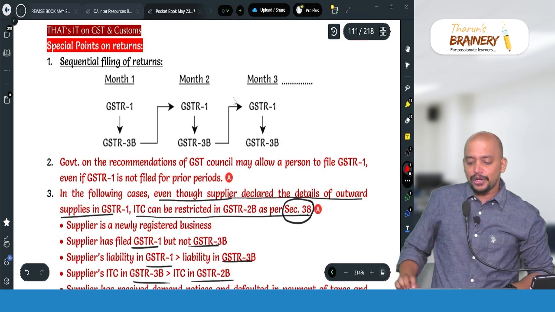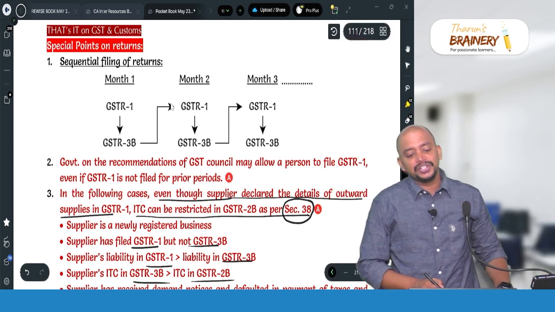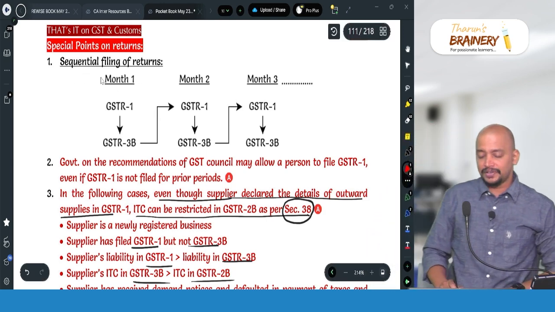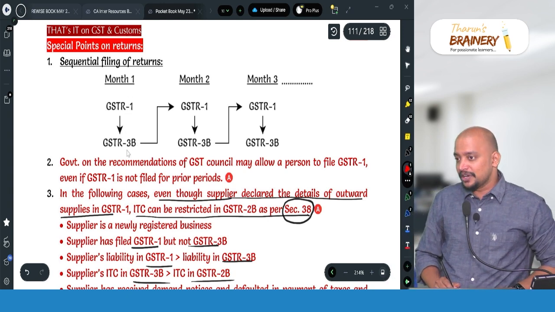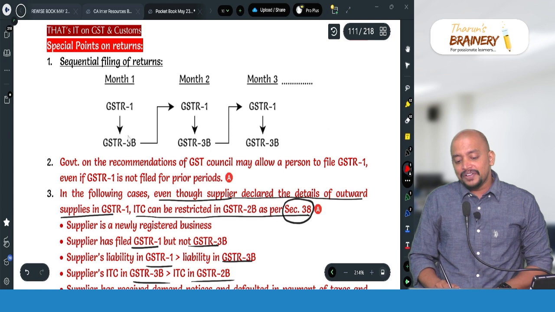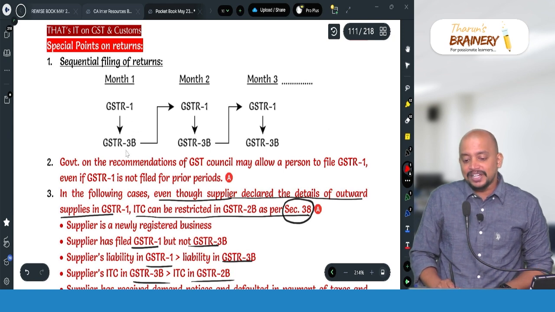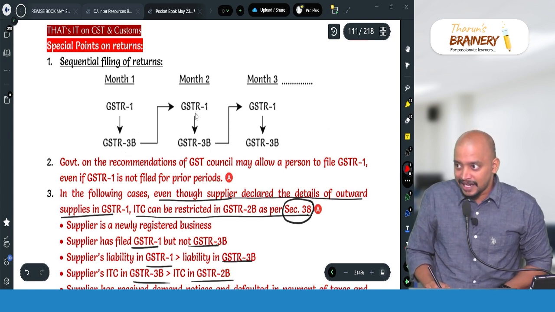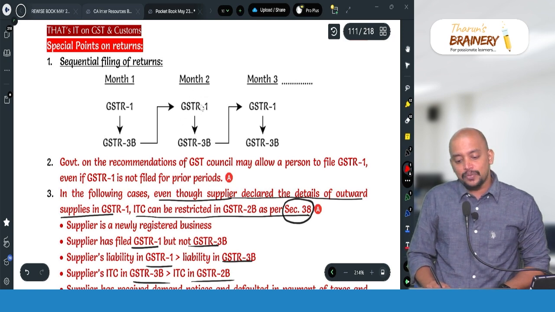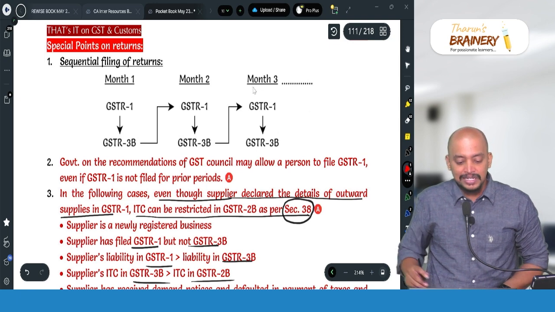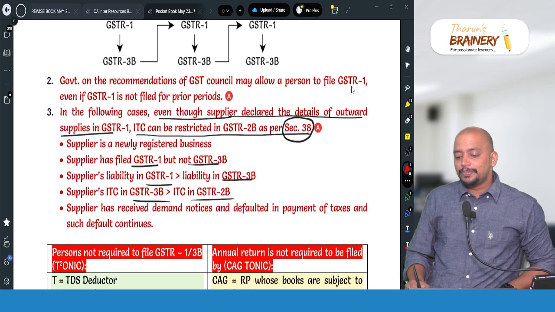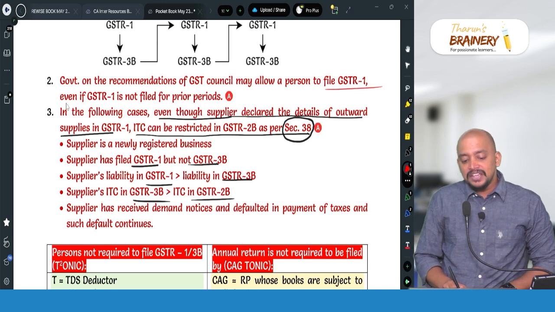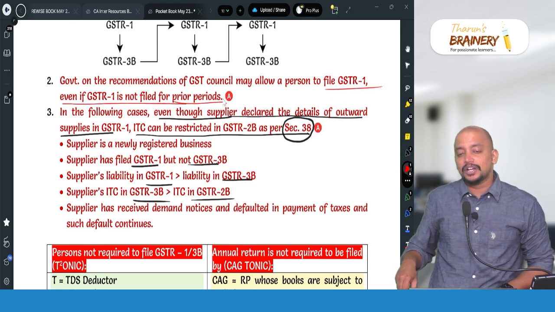And some special points on returns, we have sequential filing of returns. Sequential filing of returns means without filing GSTR 1 of that month, you cannot file the 3B of that month. And without filing 3B of the previous month, you cannot file the GSTR 1 of the second month. And without filing GSTR 1 of the second month, 3B of that month. Like that, there is a sequential filing of returns. And government on the recommendations of GST Council may allow a person to file GSTR 1 even if GSTR 1 is not filed for prior periods.